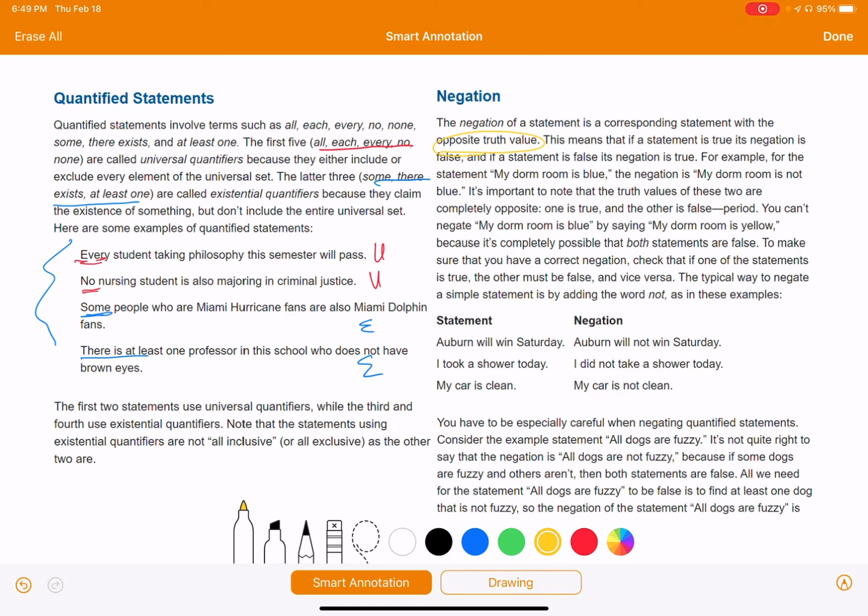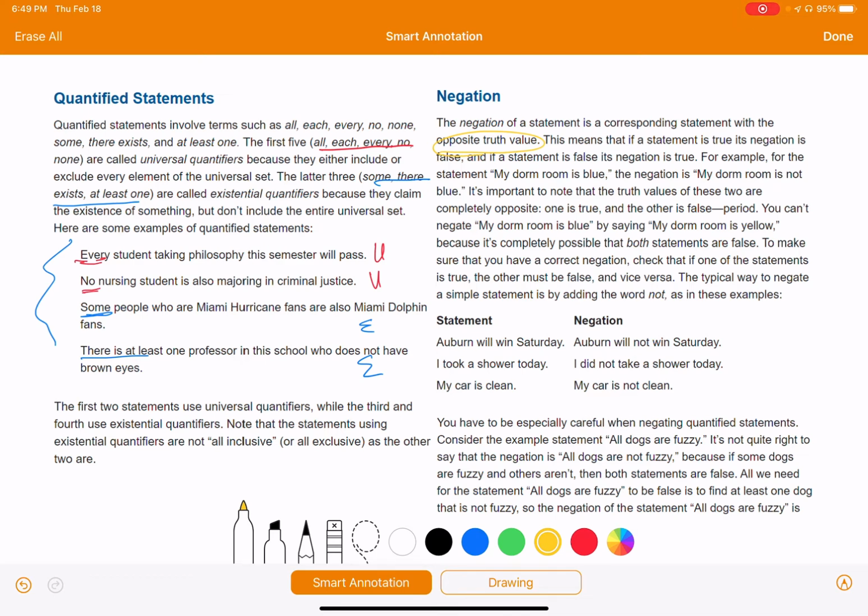You cannot negate my dorm room is blue by saying my dorm room is yellow. You cannot pick a different color or a different idea to negate the statement, because both of those could be false. Your dorm room could be not blue and also not yellow. It can be a different color. So to negate the statement, my dorm room is blue, you have to say my dorm room is not blue.